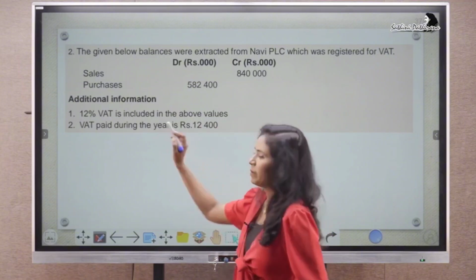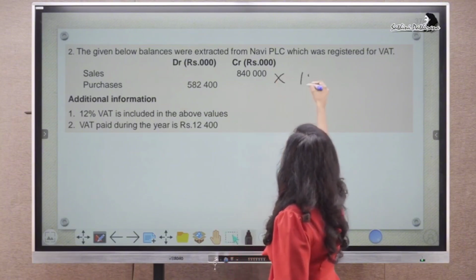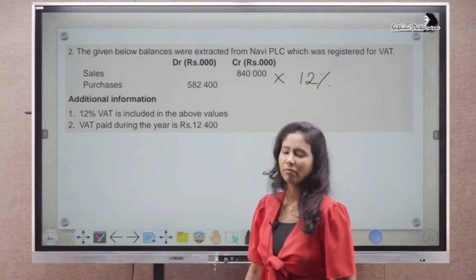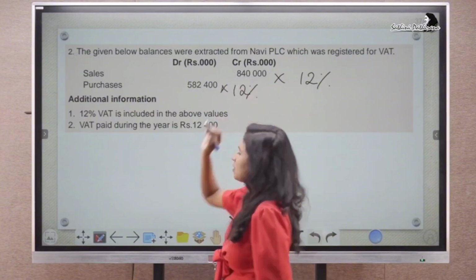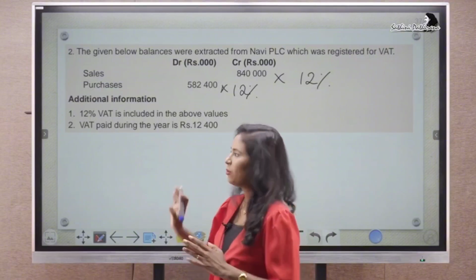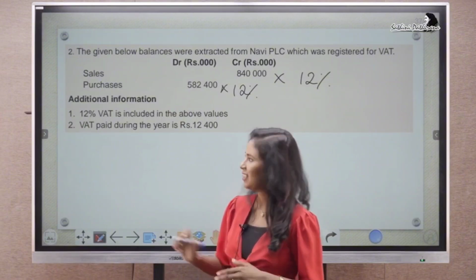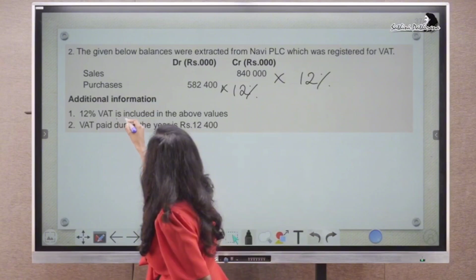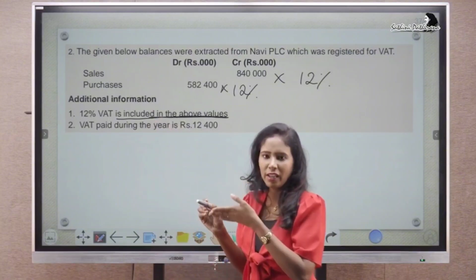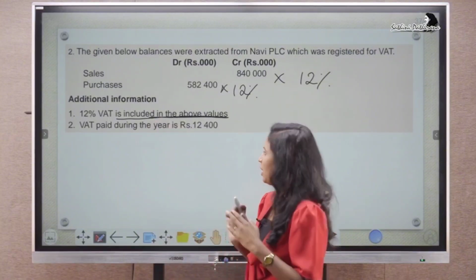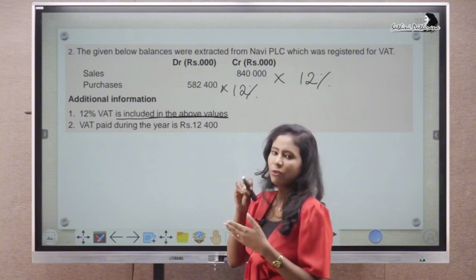When you see 12% without reading anything properly, you calculate 812 into 12%. Then again here they calculate 582,400 into 12%. If you do the calculation like this, you will definitely get a wrong answer. The reason is that here it says included in the above values. So VAT is already included in those amounts. Then you should know how to remove that included VAT.